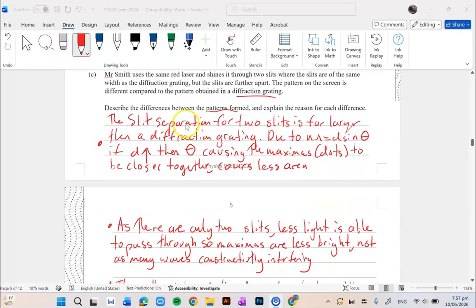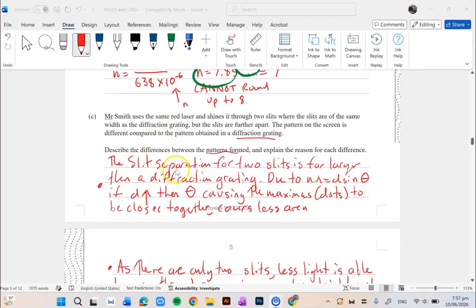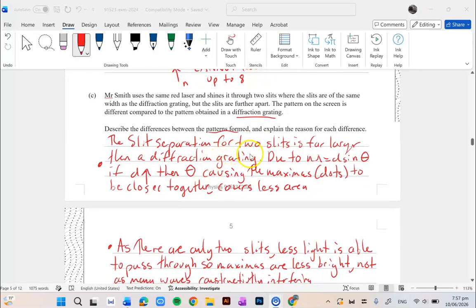Okay, so the first point you need to talk about is that the slit separation distance for 2 slits is far larger compared to a diffraction grating. Now, due to this formula here, if d is significantly larger, then the angle will be significantly less, right? Which means the dots are going to be closer to the central bright line, because the angle between them is less, so it covers less area.